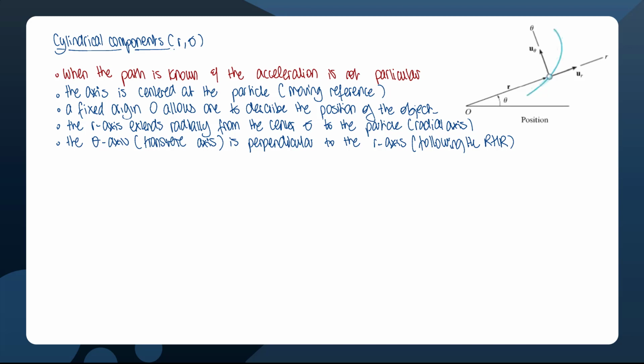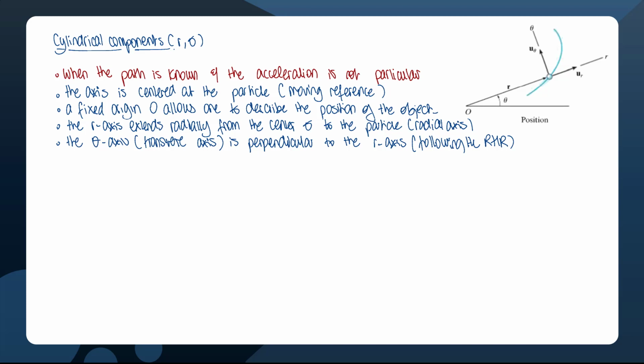So how can you draw the r-theta axis? First, you start by drawing the r-axis by connecting the center O to the particle's position, and then by applying the right-hand rule, one can find the theta axis, which is always perpendicular to the r-axis.